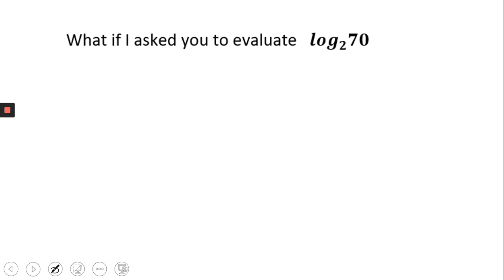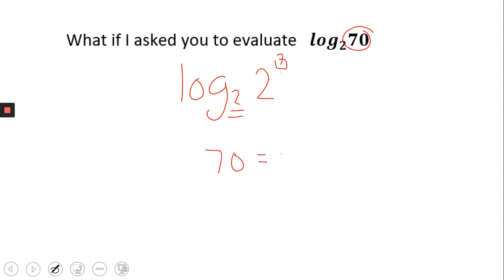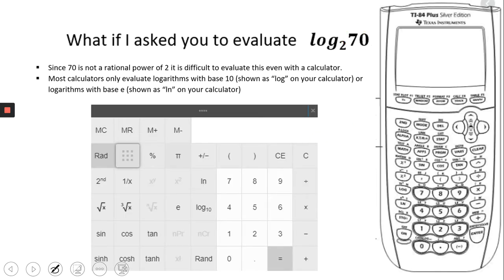what if I asked you to evaluate this log, which is log base 2 of 70 is how I would read that. So you can think about it, like what are your skills you've learned? Well, can I take 70 and rewrite it with that power of 2, like 2 to some power? The answer is no. It's pretty obvious, right? 2 to some power is never going to be 70. Well, it will be, but it's really ugly, and you're not going to be able to think about that off the top of your head. So we need something else. We need to be able to calculate it in a different way.